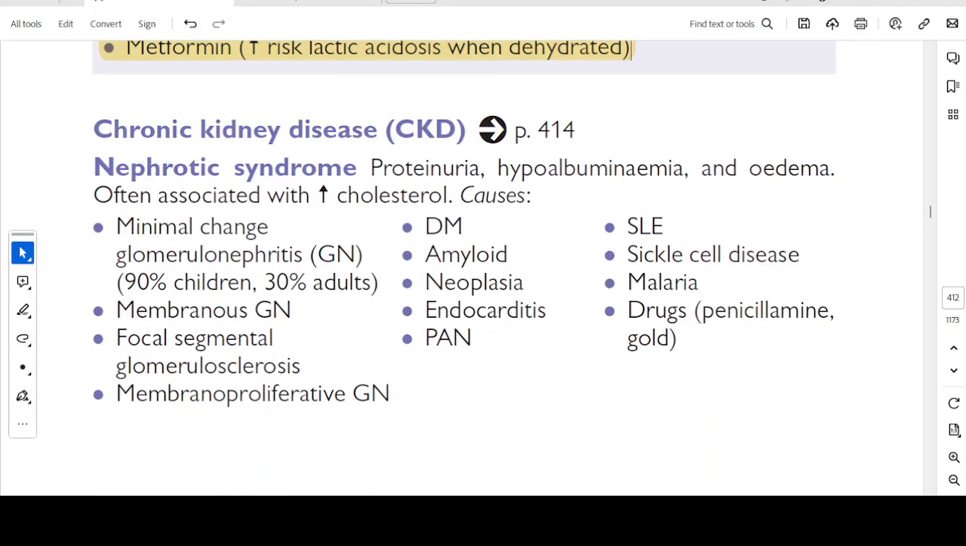Chronic kidney disease. Page 414, we'll read nephrotic syndrome. Nephrotic syndrome is characterized by proteinuria, hypoalbuminemia, and edema, often associated with increased cholesterol. Causes are minimal change glomerulonephritis, 90% in children and 30% in adults; membranous glomerulonephritis, focal segmental glomerulonephritis, membranoproliferative glomerulonephritis, and diabetes, amyloid, neoplasia, endocarditis, polyarteritis nodosa, sickle cell disease, SLE, malaria, drugs like penicillamine and gold.